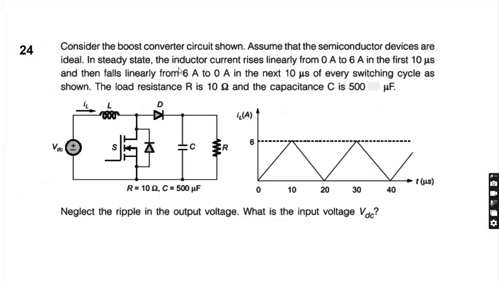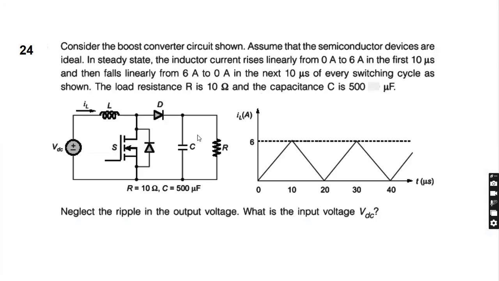In steady state, the inductor current rises linearly from 0 ampere to 6 ampere in the first 10 microsecond and then falls linearly from 6 ampere to 0 ampere in the next 10 microsecond of every switching cycle as shown. The load resistance R is 10 ohms and the capacitance C is 500 microfarad. Neglect the ripple in the output voltage. What is the input voltage VDC?